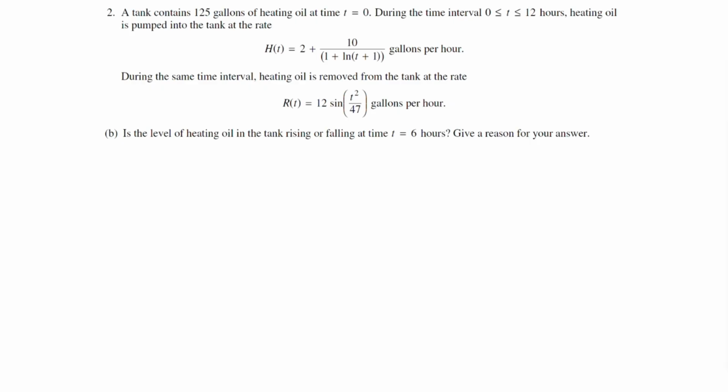In part B, it asks, is the level of the heating oil in the tank rising or falling at t equals 6? Well, that depends on its rate of change. So are we pumping in more oil than we're removing, or are we removing more oil than is being pumped in? In other words, is the rate at which it's being pumped in minus the rate at which it's being removed greater than 0 or less than 0. So that's what we're interested in, is it positive or is it negative?